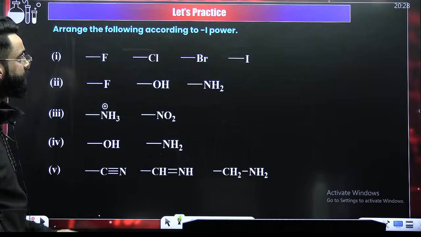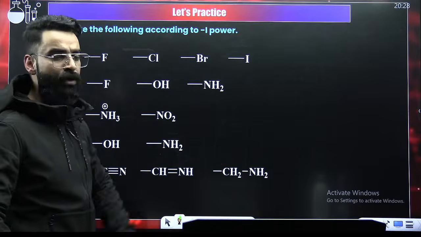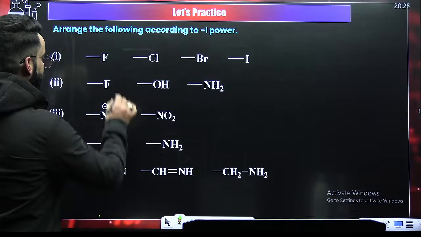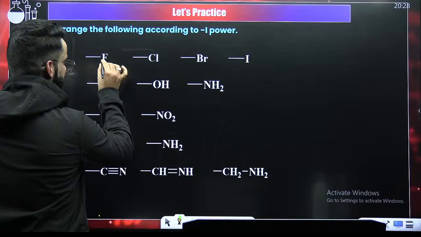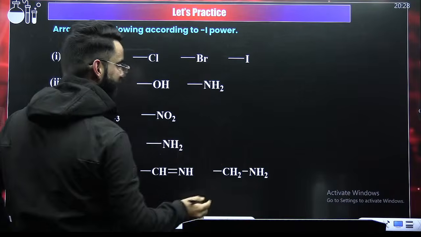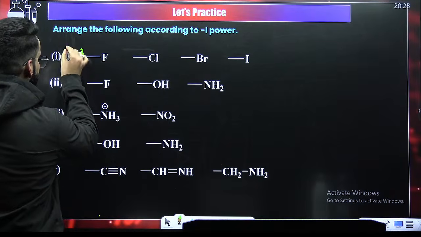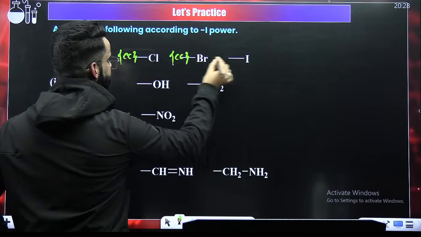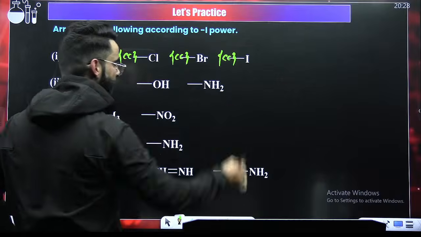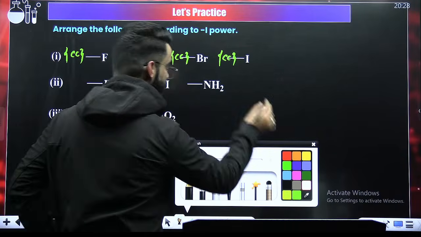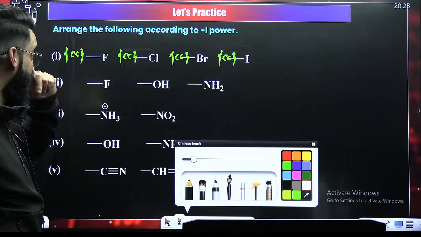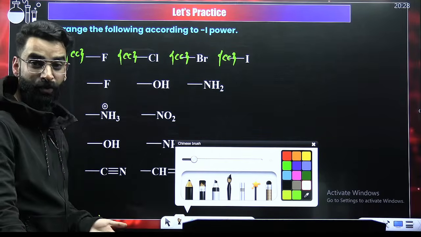Okay? Now, arrange the following according to minus I power. Can you arrange them as per minus I power? See, these are the atoms: fluorine, chlorine, bromine, iodine. Let's say you're attaching them with the carbon chain. These are all halogens, and halogens, as I told you a few minutes back, show minus I. Now, which halogen will show more minus I? Quickly. This is something which you should know, guys.